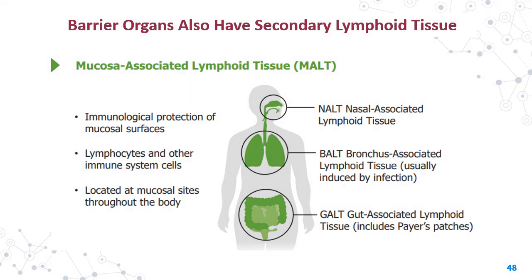Besides lymph nodes and spleen, you also have those mucosa-associated lymphoid tissues, and in general, you call those MALT, right? They're going to protect your mucosa. And mucosa, remember, is coming into contact with your outside world, right?